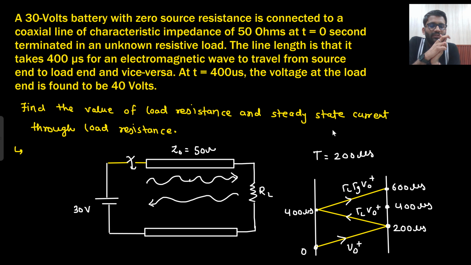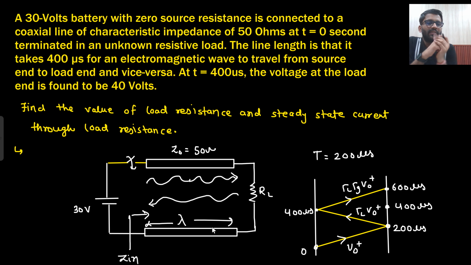For steady state current, what do I need to do? If I go by my first method, for steady state, I would replace it with Z in. I know the load resistance value, that is 100 ohm, but do I know the length? No. I cannot replace it with Z in. So here I am going to apply the formula 1 plus gamma L upon 1 minus gamma L.